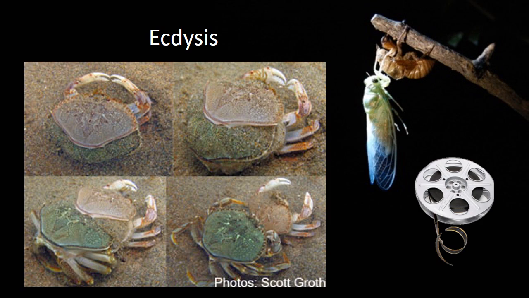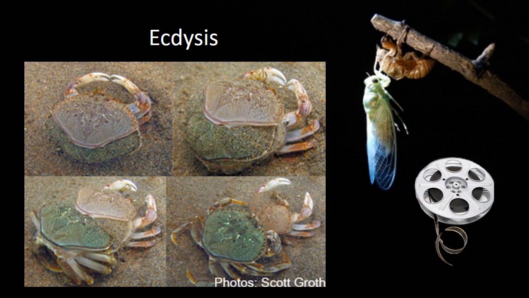So here's a look at ecdysis. In the process, you've got a crab molting out of its shell. The reason these guys molt is that their shells are hard and they don't grow with them. So in order to increase in size, they have to shed the old shell and then produce a new one.